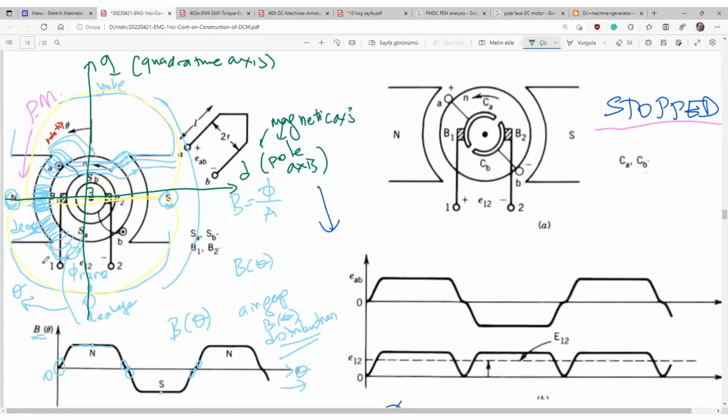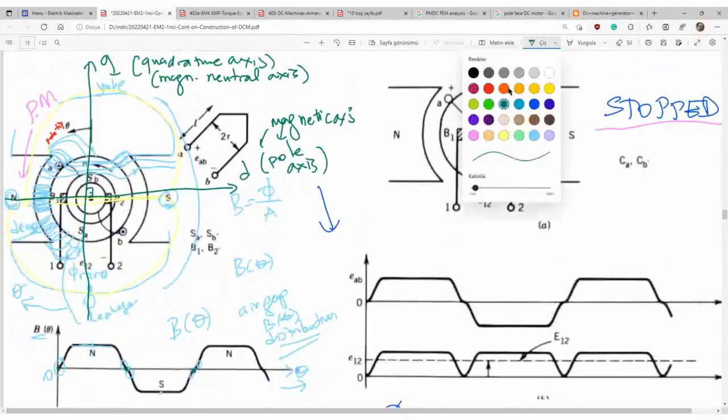That is sometimes called the magnetically neutral axis, because here there is no magnetic pole. You are here at the 0 point. There is no magnetic pole. So what will happen? Please take care.